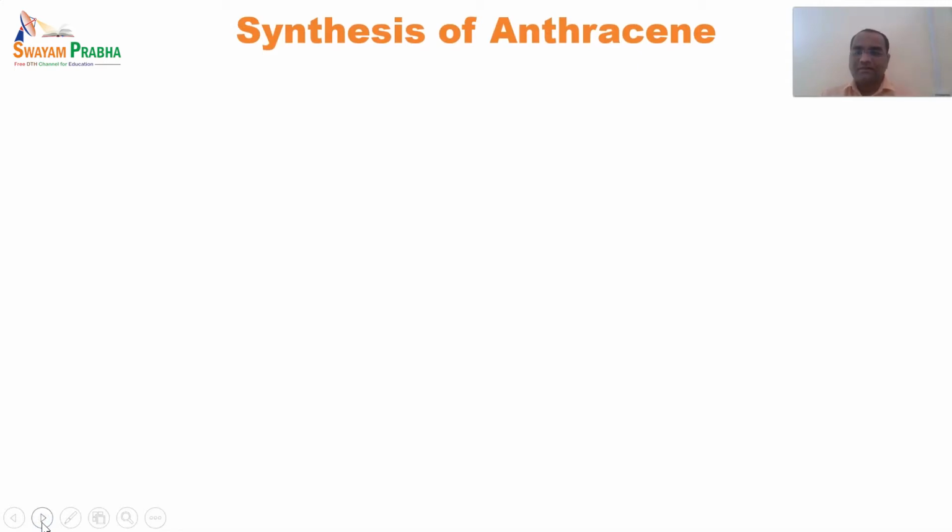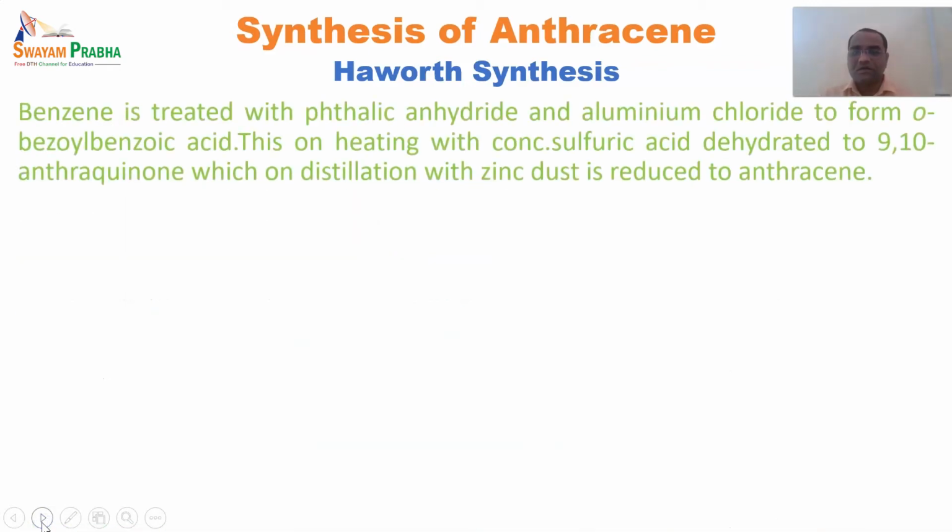Synthesis of an anthracene. So first one, that is Haworth synthesis. In most of the polynuclear aromatic hydrocarbons, we have seen this kind of synthesis, that is Haworth synthesis.